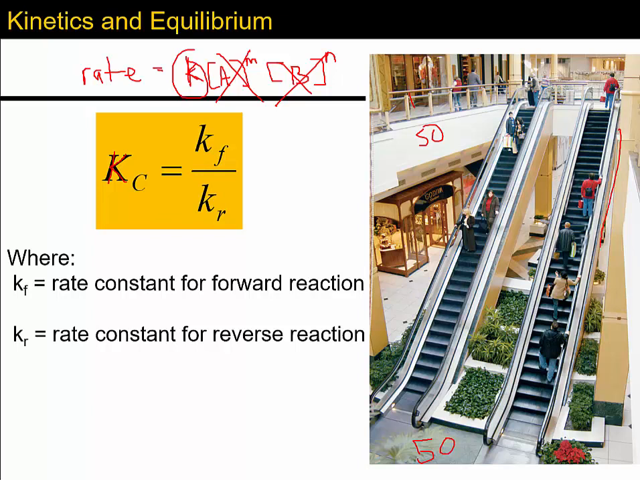As some people are going up the escalator, some people are going down the escalator. The total number of people on the top and the bottom are the same, but they may not be the same people. We've got a rate of forward reaction going up to the top and a rate of reverse reaction going down, and they're equal to each other. So our total numbers on the top and the bottom are going to be the same.